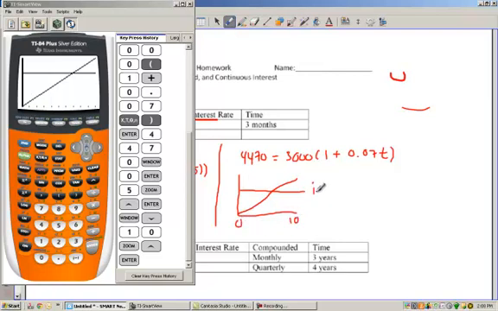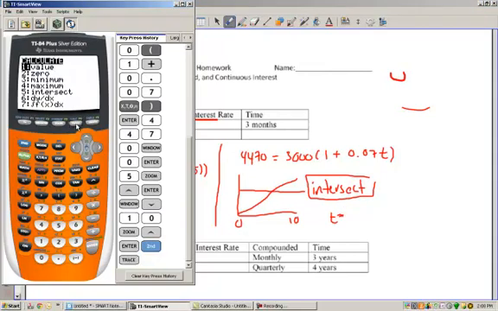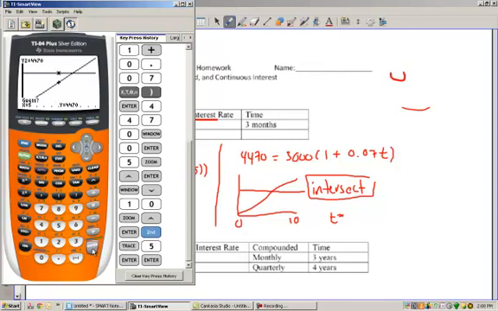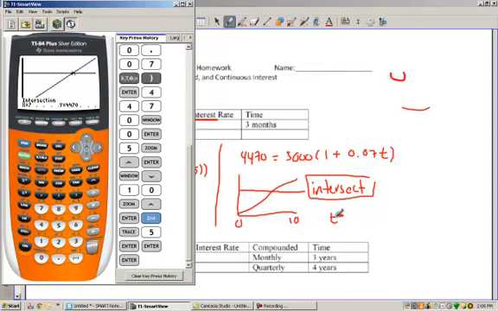And, of course, I'm going to use intersect to solve this. And so I'm going to get T approximately, so second, trace, go down to intersect, and then just hit enter 3 times, and out pops my answer. T is actually equal to, it says exactly, 7 years. So I put 7 years there.